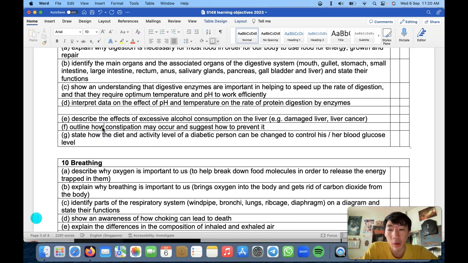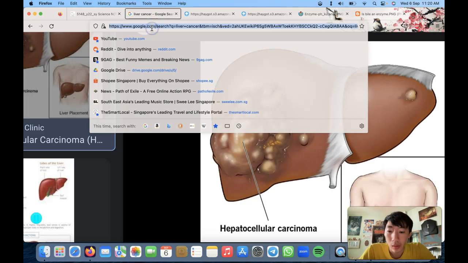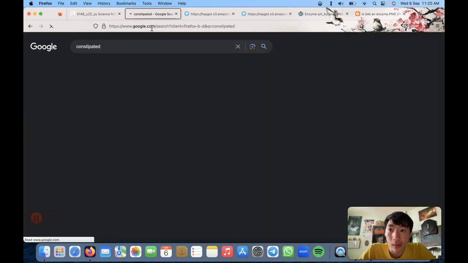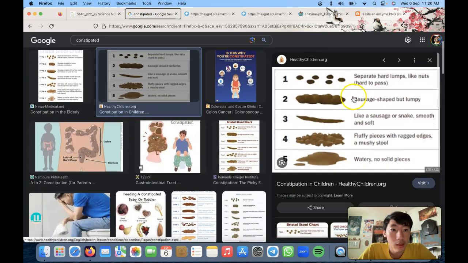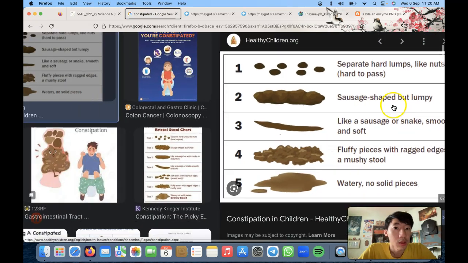Now let's talk about constipation. Constipation is basically when your feces is too hard. Let's look at the poop chart. Normally your feces is in the middle, like number 3. Number 5 is diarrhea, and number 1 is constipation, or even number 2 is constipation.